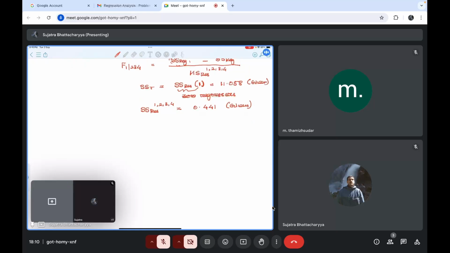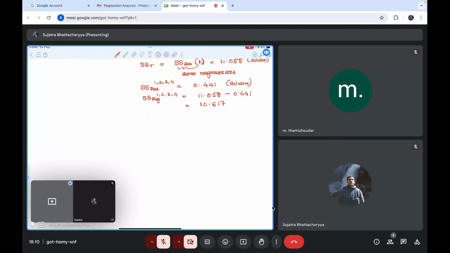And let's see what is. Therefore, if SS residual is known, we can calculate SS regression of 1, 2, 3, 4, which is nothing but SS total, which is 11.058, minus SS residual, which is given, 0.441. This will give you 10.617, right? At the same time, we know the degree of freedom of SS residual 1, 2, 3, 4.